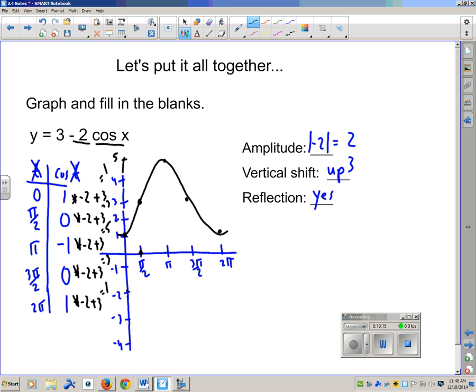So again, we could have just plotted our regular cosine graph and then moved it accordingly. Or we could have done our math all at once. It's up to you. But notice amplitude is 2, vertical shift there is up 3, reflection there, yes, there is one.